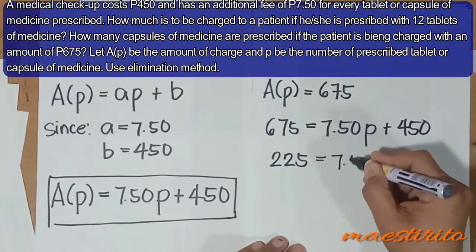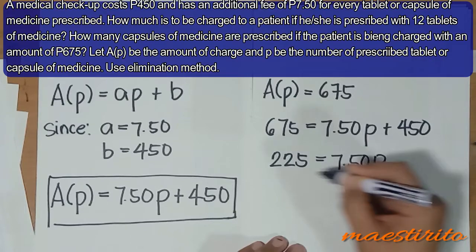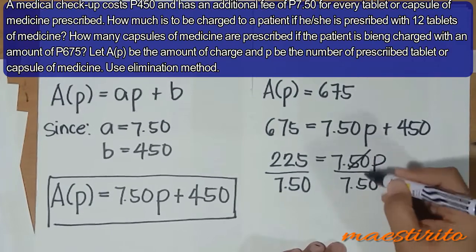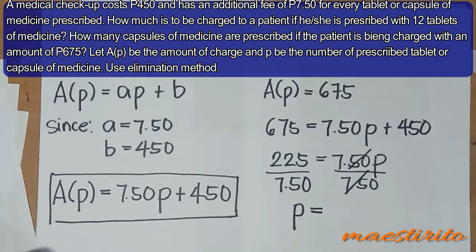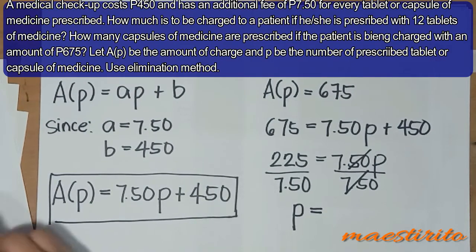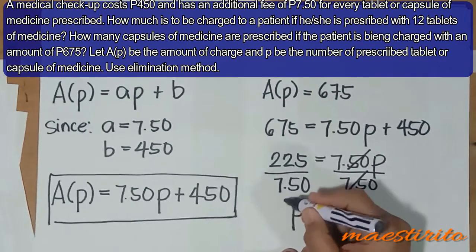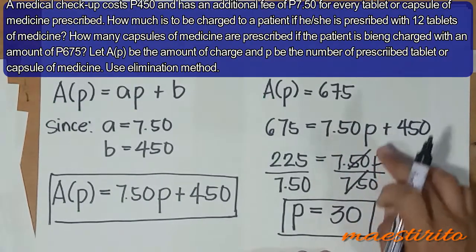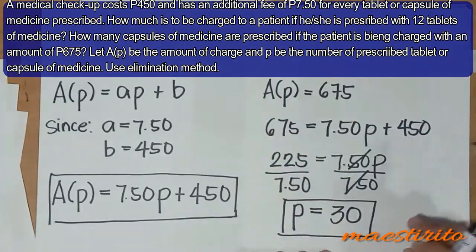equals 7.50 P, and to solve for P, divide both sides by 7.50. So 7.50 divided by 7.50 is equivalent to 1, so the number of tablets prescribed by the physician is 225 divided by 7.50, then there were 30 capsules or tablets prescribed. If we're going to do the checking, that's 7.50 times the 30 tablets plus the consultation fee of 450, then it will give you the value of 675.